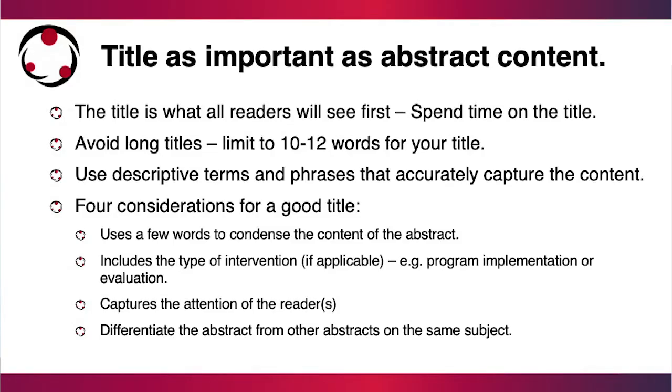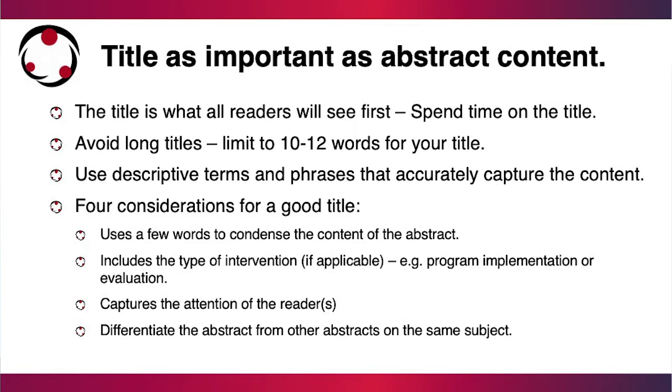First, the title. Why is a title important? The title is the first thing that people will see. If the title of your abstract is not relevant or interesting, people just won't read it. So, it makes sense to spend some time on the title. Avoid long titles. Limit to 10 to 12 words for a title. Whenever possible, use descriptive terms and phrases that accurately capture the content in particular and the type of study.